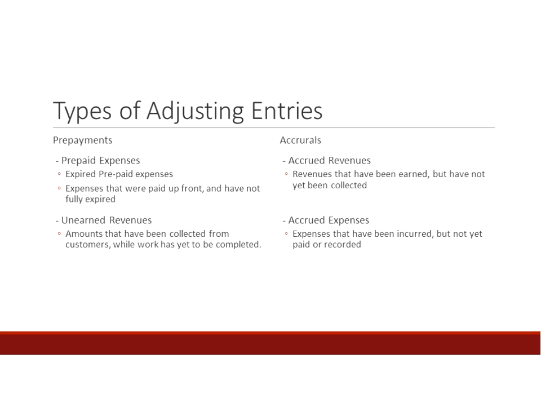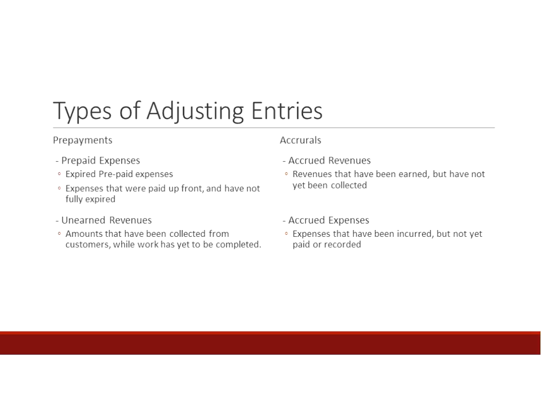There's two different general types of adjusting entries. The first are prepayments. And typically we deal with prepaid expenses or unearned revenues. Both are considered prepayments where we've paid something up front and it's expired, or where we've received some money up front and we haven't yet completed the work.